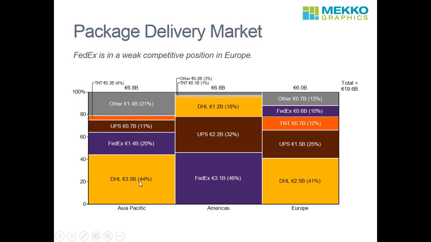And I also added a percentage here, which is a relatively new feature of Mekko Graphics. You can include a percentage here, so you can see that DHL, with its $3 billion in revenue in Asia Pacific, makes up 44% of the Asia Pacific market. FedEx, the leader, is 46% of the US market, and DHL is also 41% of the European market.